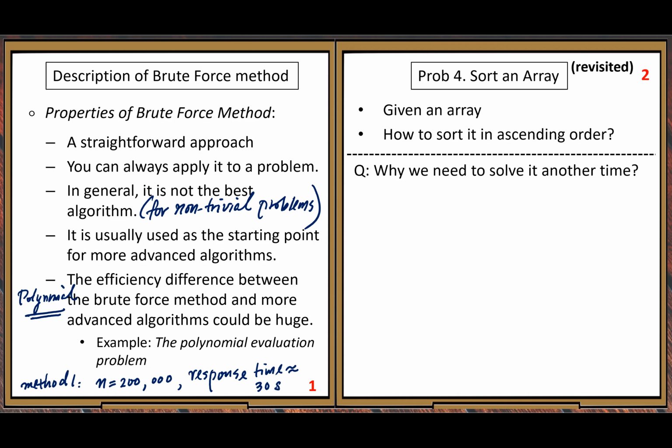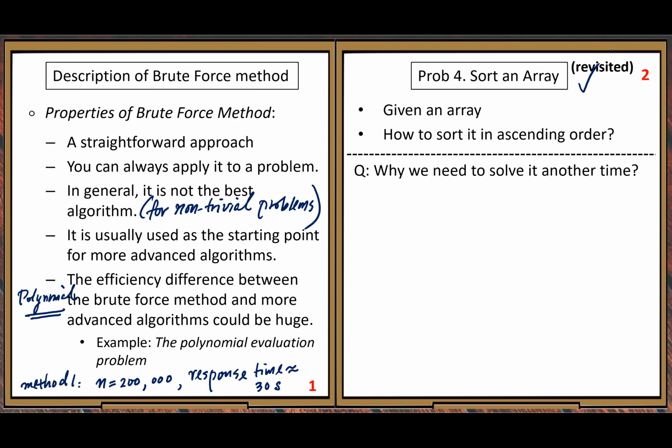But here, in this class, for this particular problem, sort an array, number 4, we will solve it many, many times. About 6 or 7 times. We will do at least 6 different solutions. Why do we solve the same problem so many different times?